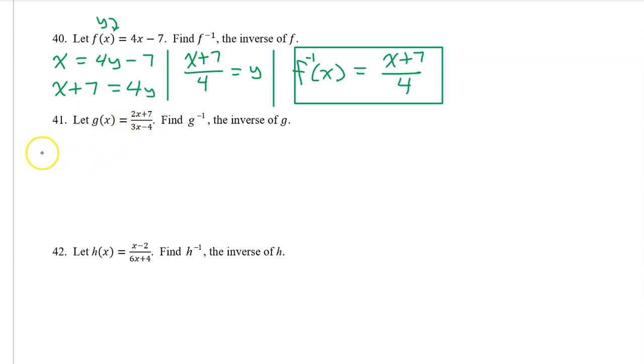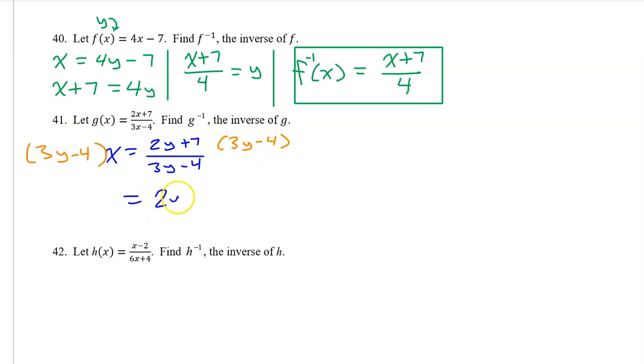So I'm going to write x equals 2y plus 7 over 3y minus 4. I need to get rid of the fraction aspect of this by multiplying both sides by the denominator. On the right-hand side, the denominator will cancel out with the 3y minus 4, bringing down the 2y plus 7. On the left side, I need to distribute this x. So I'm going to have 3xy minus 4x.